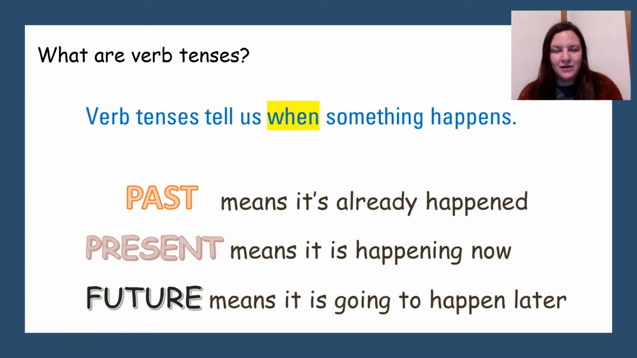Now, there are three verb tenses that we have to think about. The first one is past tense. Past tense means that it's already happened. Whatever the action is has already happened in the past. The next tense is the present tense. Present tense means that it's something that is happening right now. And future tense means that it's something that is going to happen in the future. So those are our three verb tenses: past, present, and future tense.